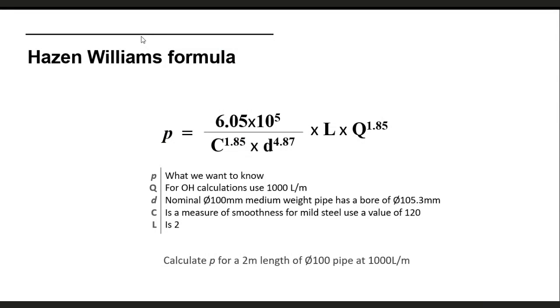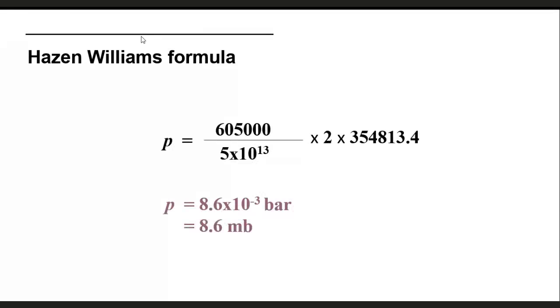L is the length, 2. So we can bash all of that into a calculator, and it will spit out an answer: 8.6 times 10 to the minus 3 bar, i.e. 8.6 millibar. Okay? 8.6 millibar is the frictional loss experienced from getting water from one end of a 2 meter length of pipe to the other end of a 2 meter length of pipe. And so you can obviously change that for different diameters, different lengths, and it will always just spit you out an answer.